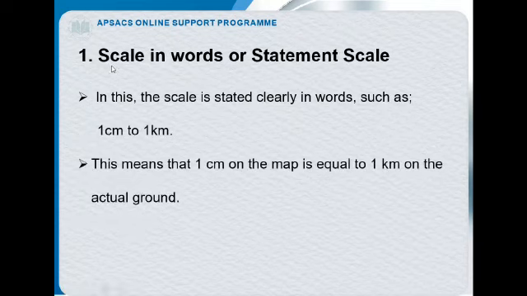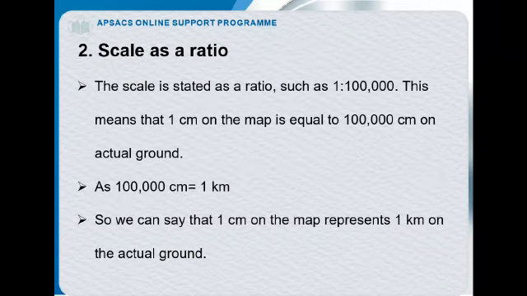The first type is scale in words, also known as statement scale. In this, the scale is stated clearly in words, such as 1 centimeter to 1 kilometer. This simply means that 1 centimeter on the map is equal to 1 kilometer on the actual ground. Actually, the size of 1 kilometer of a physical feature is reduced to 1 centimeter.